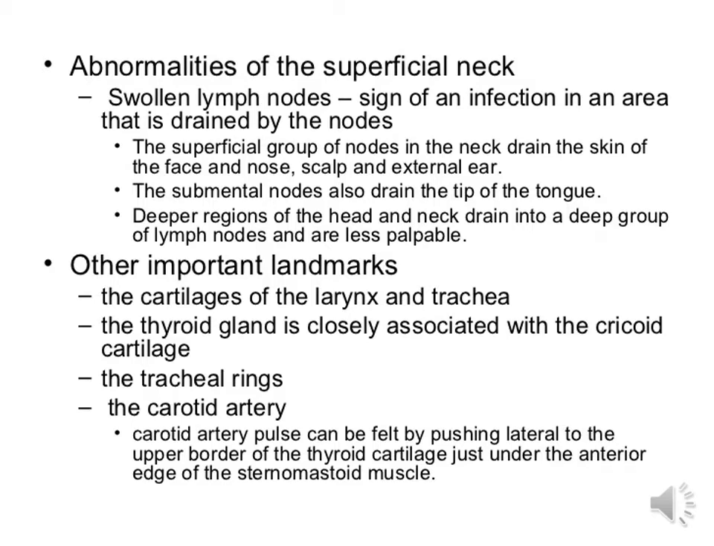And we have other important landmarks within the superficial landmarks of the neck. First, the cartilage of the larynx and trachea, and we have the thyroid gland, closely associated with the cricoid cartilage, and we have tracheal rings, and we have the carotid artery. The carotid artery pulse can be felt by pressing lateral to the upper border of the thyroid cartilage, just under the anterior edge of the sternocleidomastoid muscle.